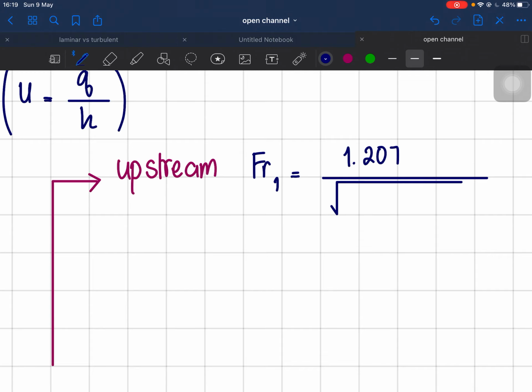So this is 9.81 times 1.4, which is the height. The answer is 0.2326 to the power of 3. Okay. And we also have, let's do it this way.